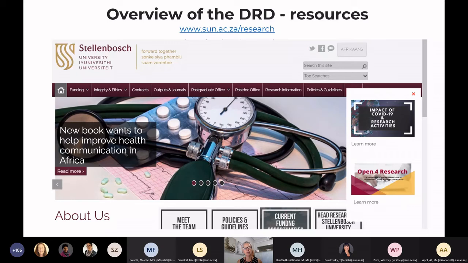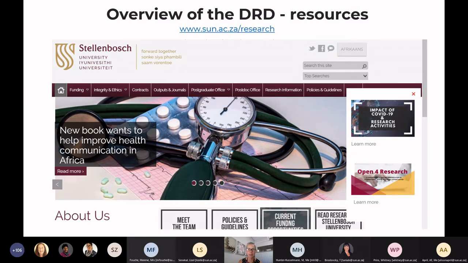Just a quick overview of a few resources and tips, particularly for people perhaps new to the university. You can find our website, the DRD website, under www.sun.ac.za/research. You will then see on this webpage information on funding, integrity and ethics, contracts, all the issues that I've really already highlighted that we are responsible for. There will always be some nice research stories there, which you can go and have a look at.